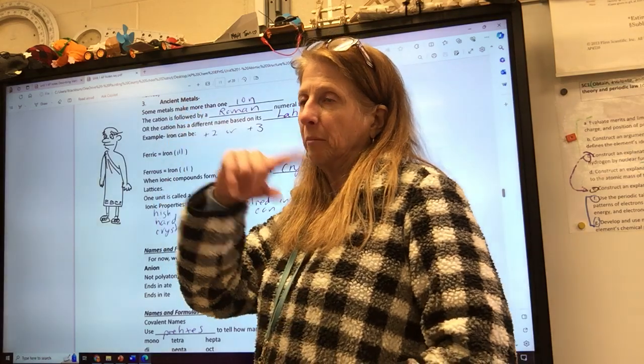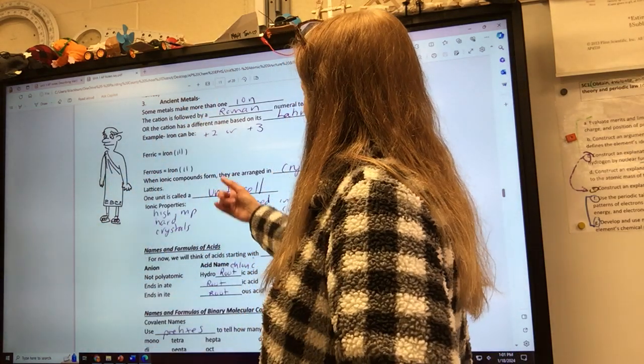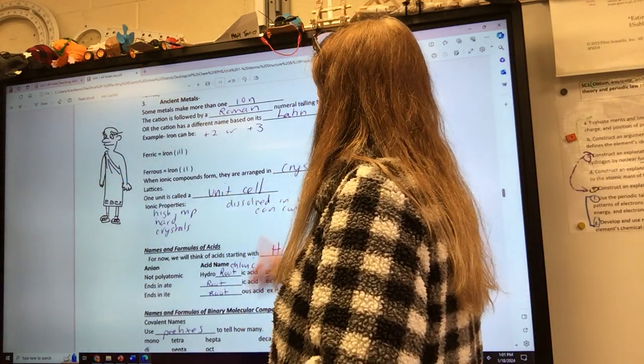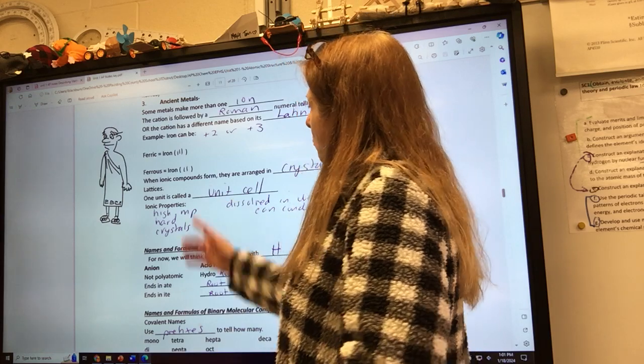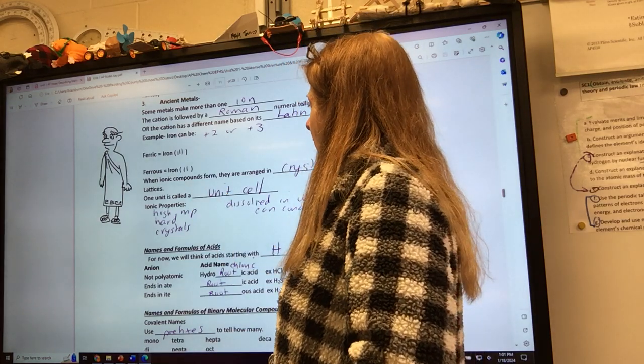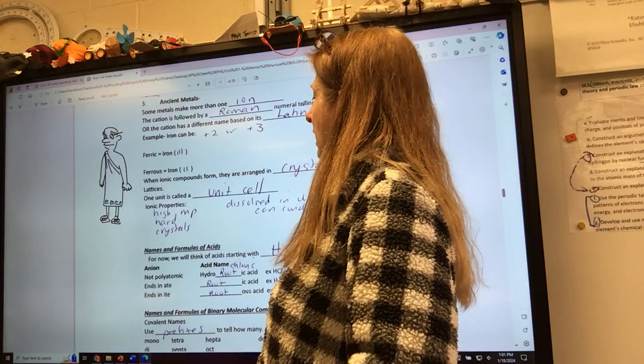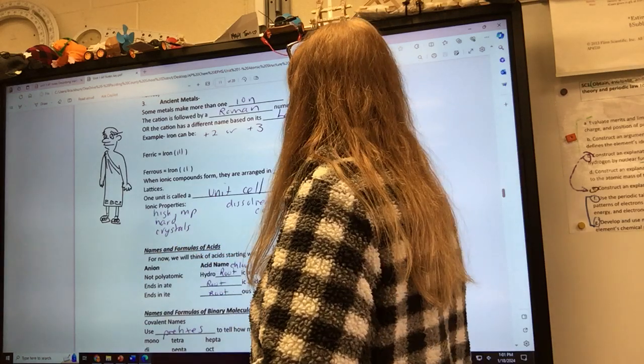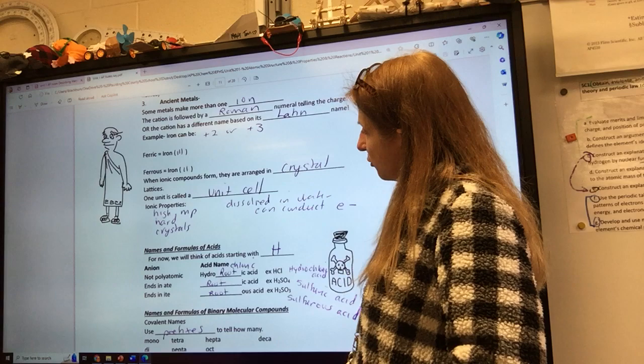You have to think about which one it is. So when ionic compounds form, they're arranged in crystal lattices. One unit is called a unit cell. And the properties of it, they have a high melting point, they're hard crystals. When they dissolve in water, they conduct electricity.